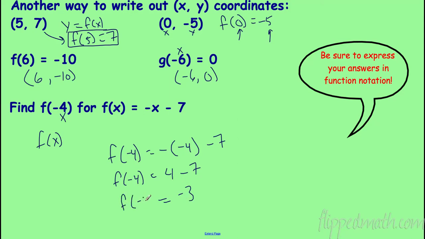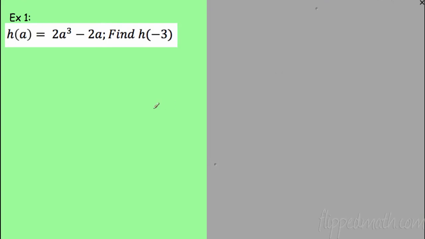So this is f of negative 4 equals negative 3. And every time we have one of these answers, we want to express it in function notation. Every time, that way, all our answers are going to look exactly the same. Alright, so in this one now, this is what I was talking about.